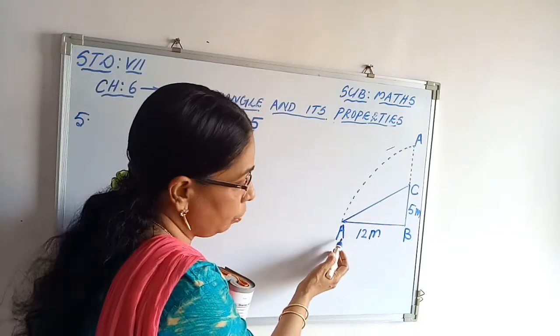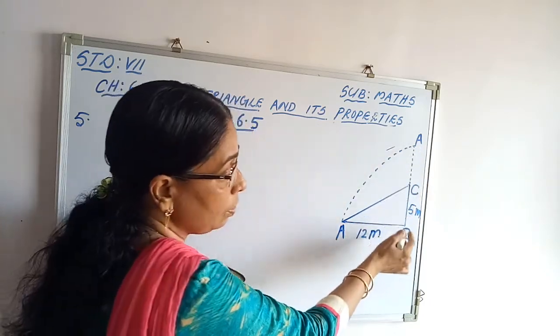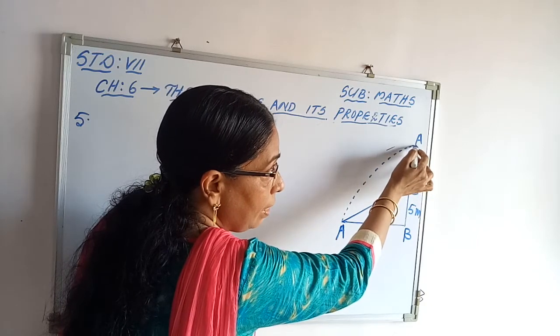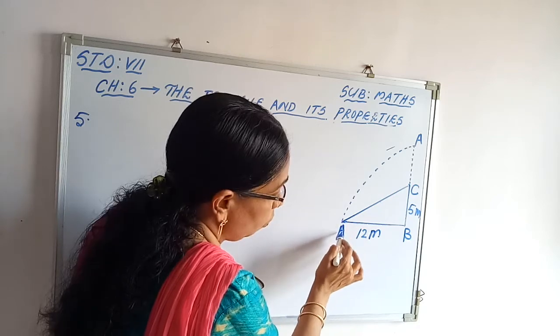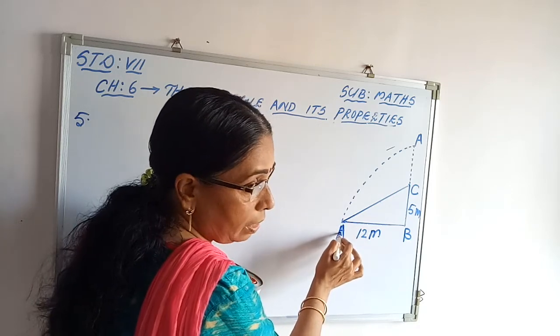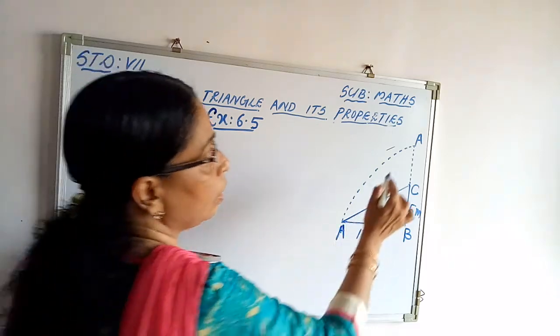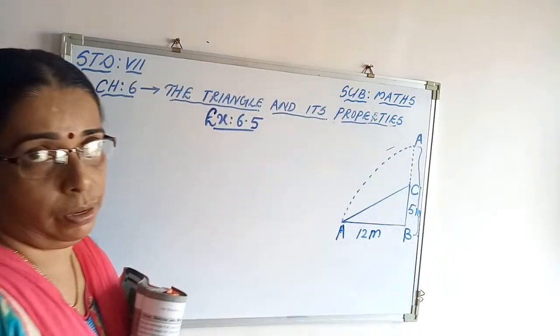So don't get confused. Here also I have written A, here also I have written A. Why? You must have understood. Because this is the total length of the tree. The tip of the tree, that is this A part, touches the ground as it falls here. So it comes A here. Clear to you? And find the original height of the tree. You have to find out the original height, that is this distance.